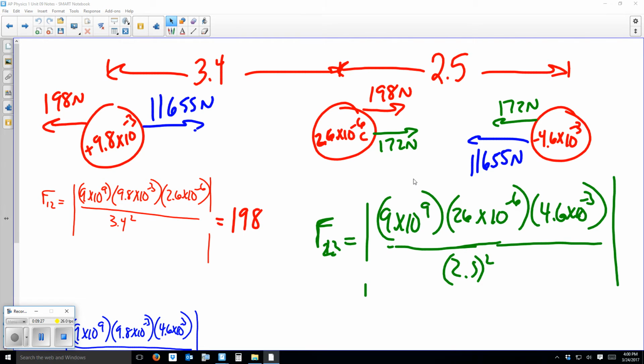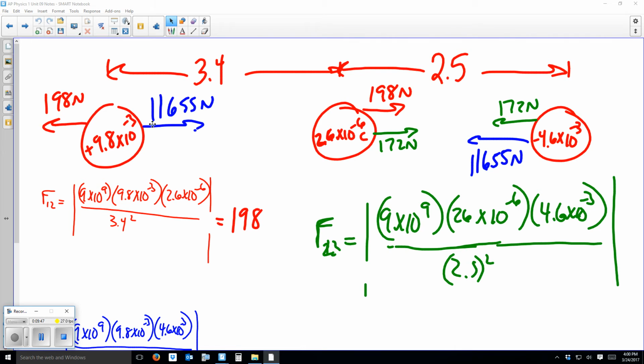Then if I want the net force on one of these, let's say I want the net force on sphere number 1, I've got 11,655 newtons to the right, I've got 198 newtons to the left. I subtract those two, and my net is to the right because the right has more force to start with.